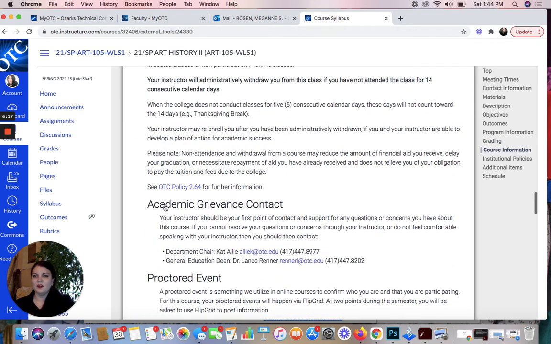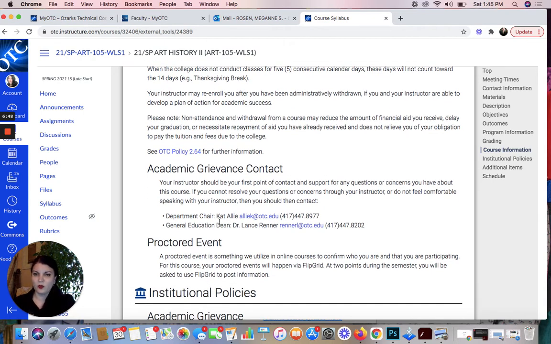I do always like to point out this part of the syllabus, the academic grievance contact. If you're upset by something that happens in class, whether it's something with another student or something I've said or done, or you think something was graded unfairly or whatever, your first point of contact is to come to me, to talk to me. If that's not comfortable, or your problem is directly with me, I put my direct supervisor and her supervisor right in the syllabus. So if something is wrong and you don't feel like you can talk to me about it, the next person to contact would be Kat Alley.